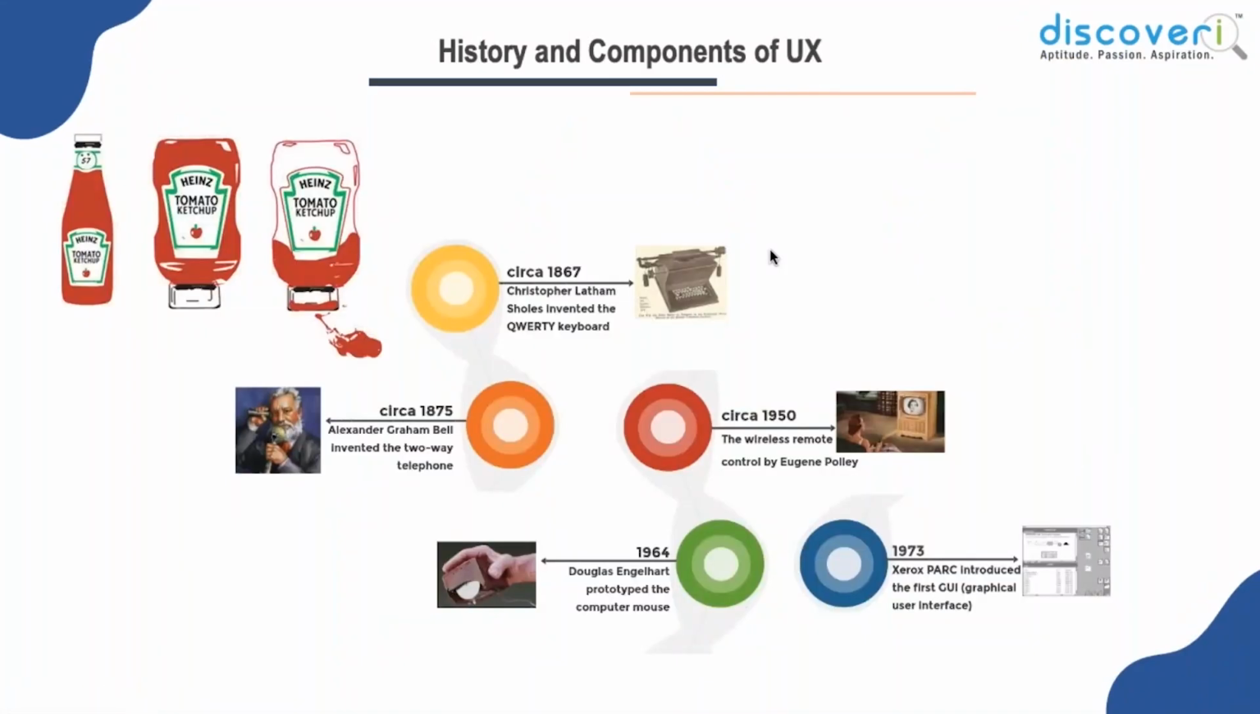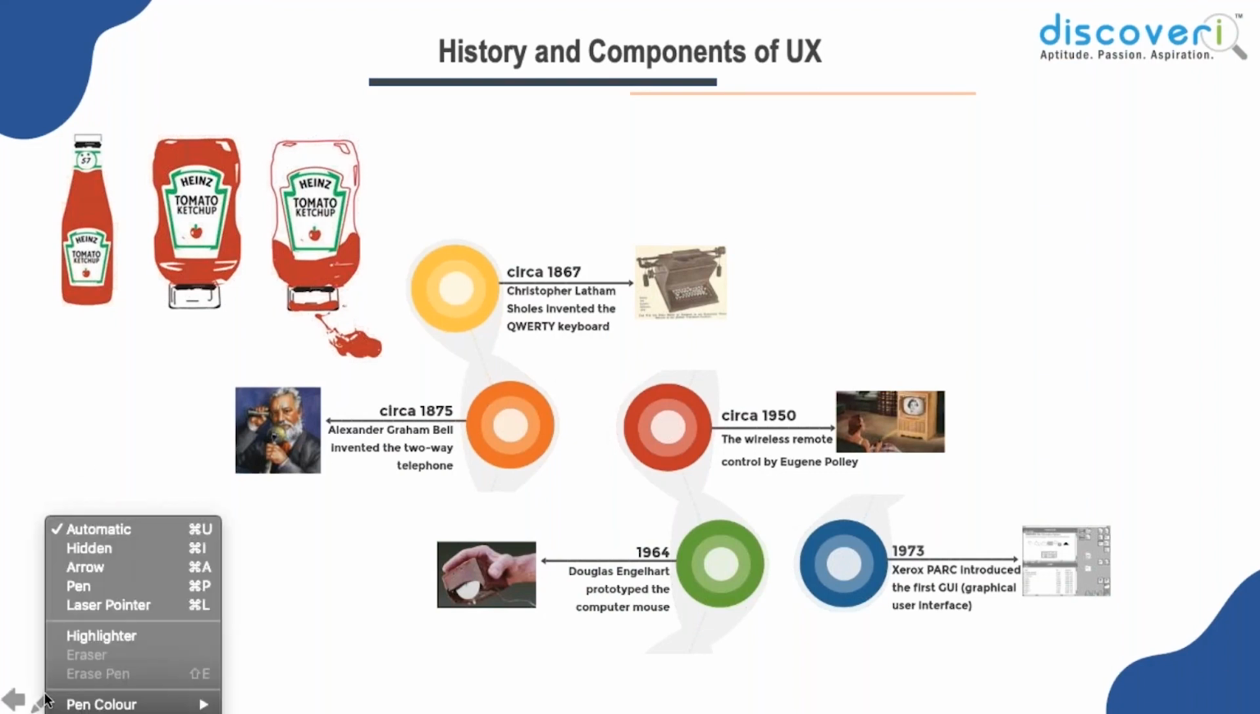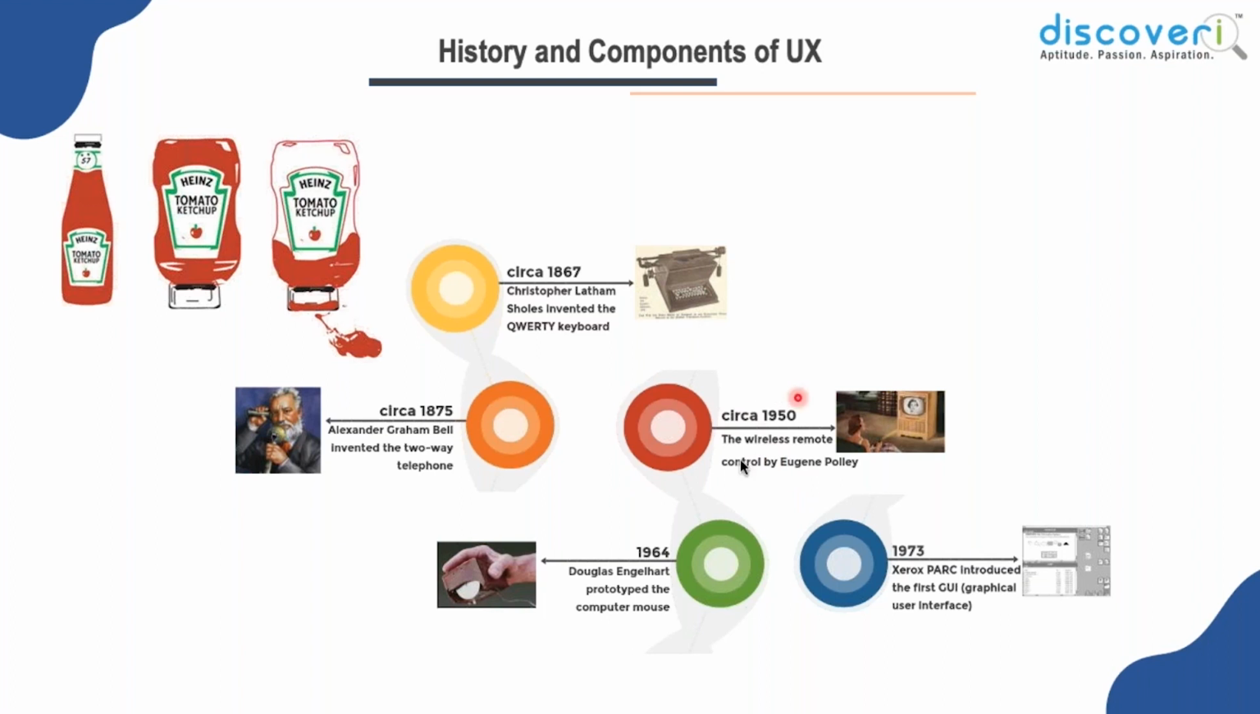So I would like to speak about the history and components of UX. One of the great examples that I always tell is the invention of the wireless remote in 1950. Back then, to change the channel of a television, people used to walk up from their sofa to the television and press the physical key that was present on the television. And only then the channel was updated.